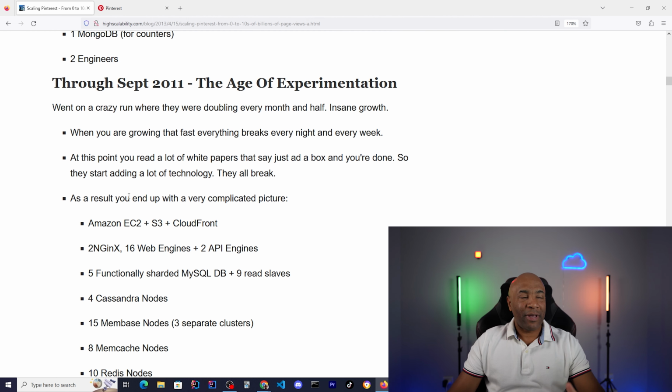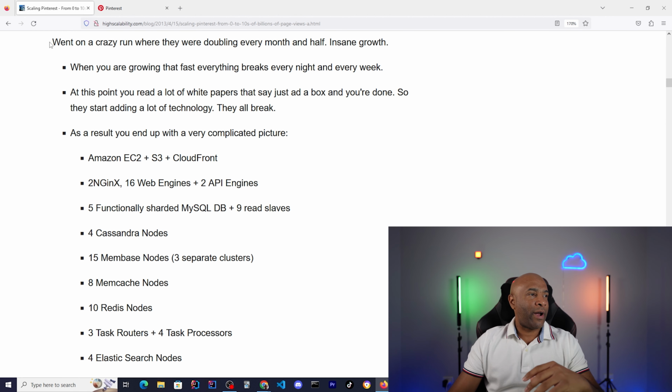Now the third step here was through September 2011, which they call the age of experimentation. And this part is extremely interesting because they said they went on a crazy run where they were doubling every month and a half. So every month and a half they were doubling their size. So it was insane growth. They said when you are growing that fast, everything breaks every night and every week.